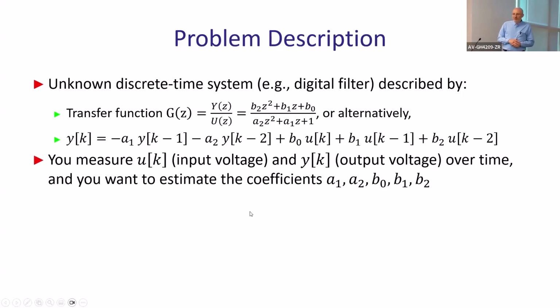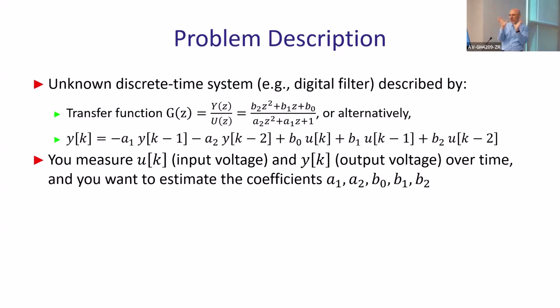So given some input u of k, these are the samples that you send to your filter as input, and the output voltage is what you measure, which we call y of k. These are samples of the output voltage over time, and what you want to estimate are the parameters a1, a2, b0, b1, b2. This is what we want to find from these input-output measurements.